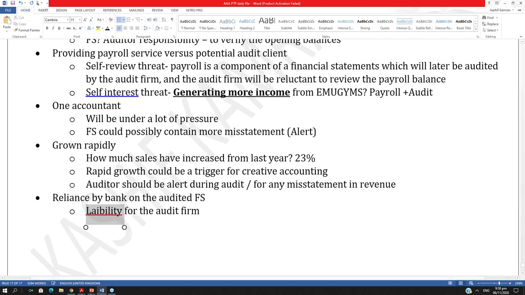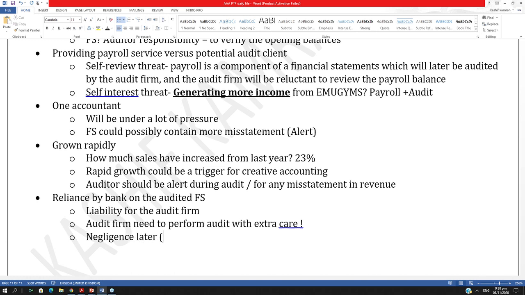Because the bank will also be relying on the financial statements. So that is liability for the audit firm, and the audit firm needs to perform audit with extra care, right? Because there can be some negligence later. So do you believe the audit firm should avoid any negligence later and they should perform audit with due care?